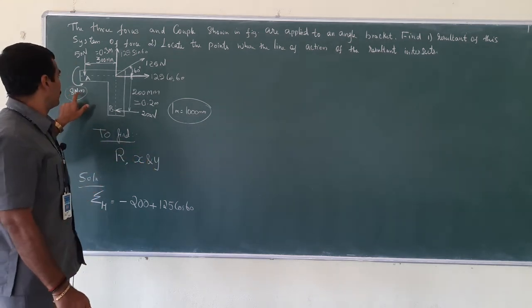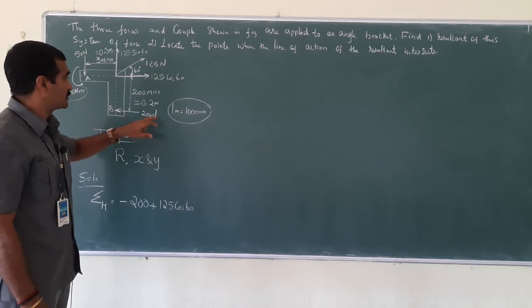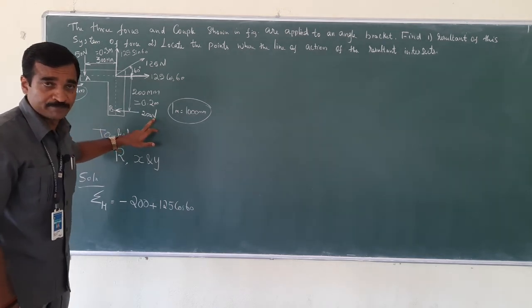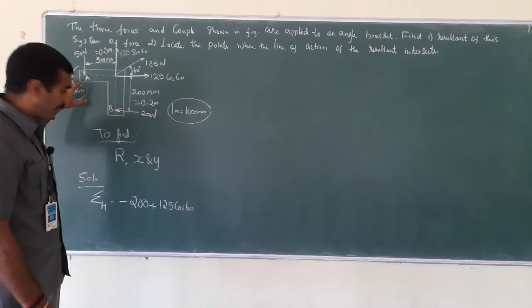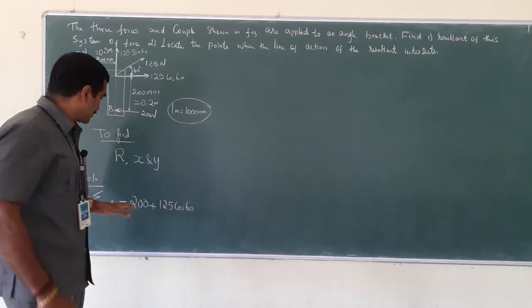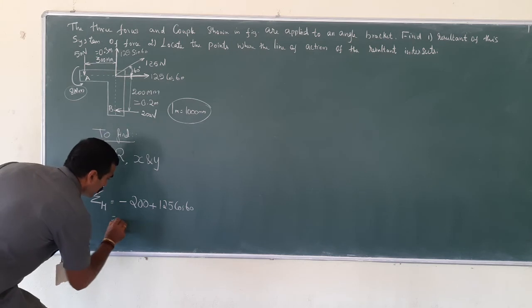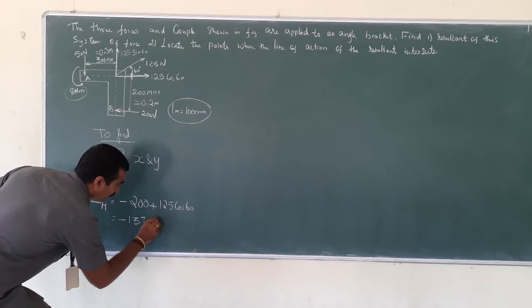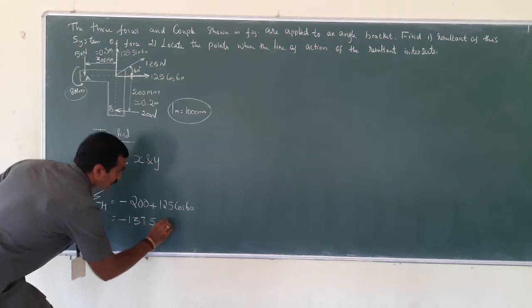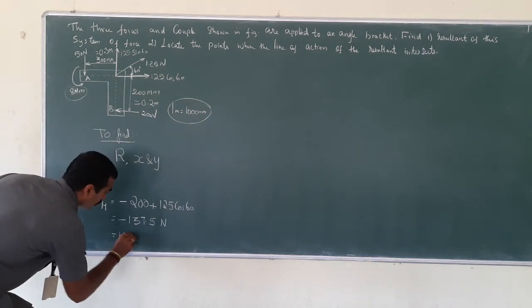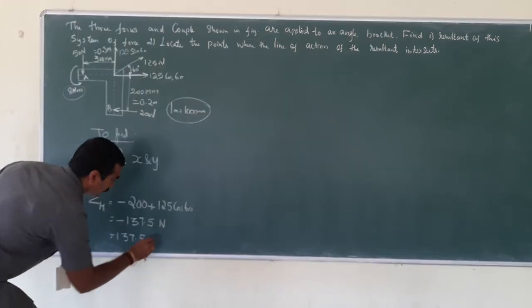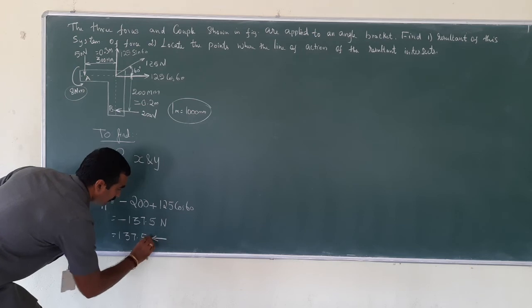Look at the unit, Newton meter. Force is mentioned in Newton or kilonewton, isn't it? So this is already a couple. When you feed this value in your calculator, you will get roughly minus 137.5 Newton, which can be written as 137.5 Newton in the negative direction.